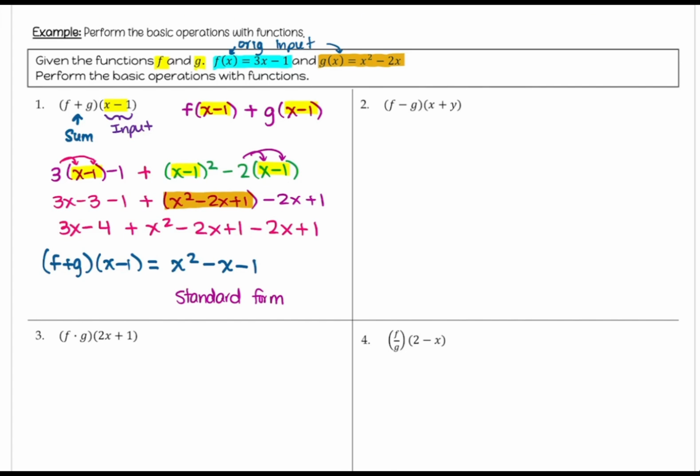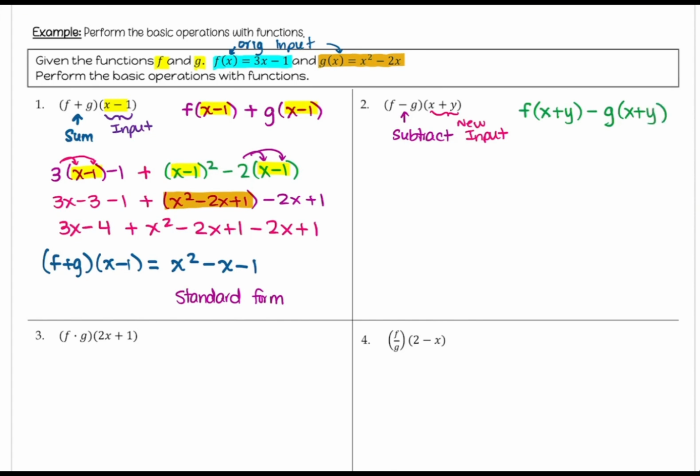Same two functions, but this time what they are wanting us to do is to subtract. We have our input of x plus 1. So I'm going to specify this as our new input. So in this specific problem, what is it that they want us to do? They want us to take the f function, input x plus 1, subtract the g function, where my input is x plus 1.